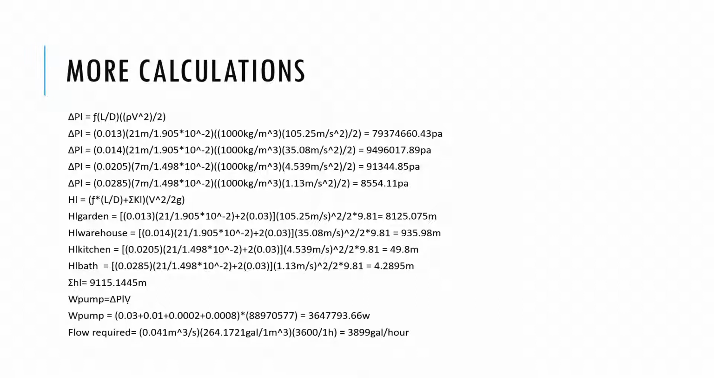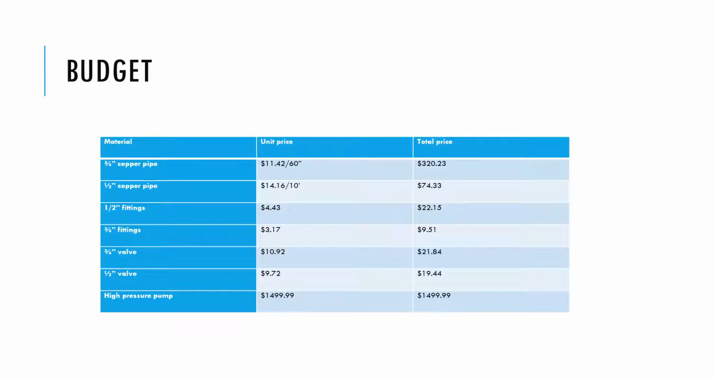I put my pressure loss for each one as well as my head loss for each one, and then calculated the work needed to be produced by the pump, and I then converted it, which turned out to be pretty high. It was 3,899 gallons per hour. But if you think about it, I guess an hour is a long time.